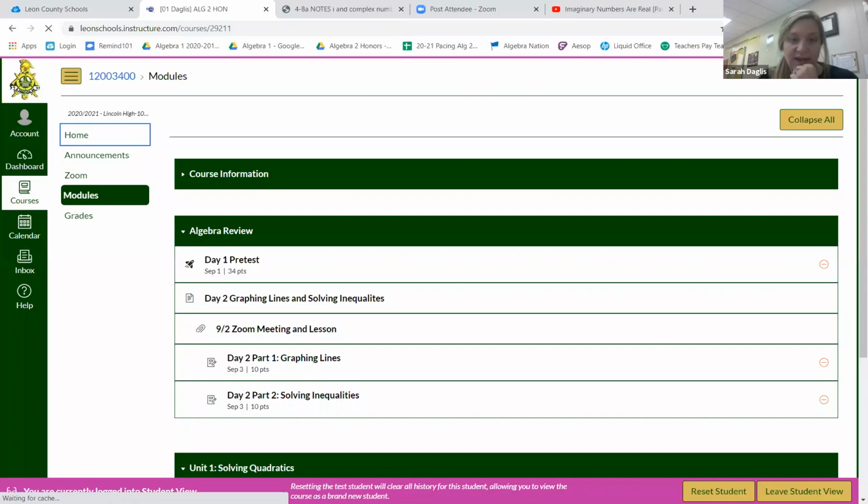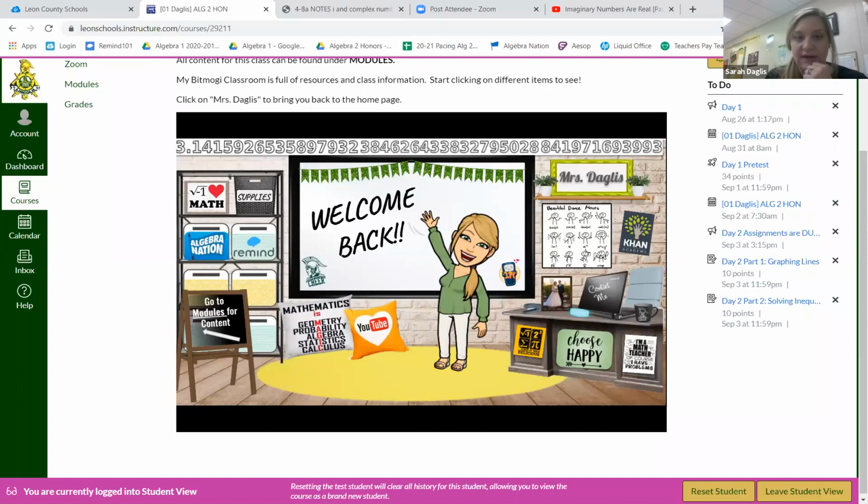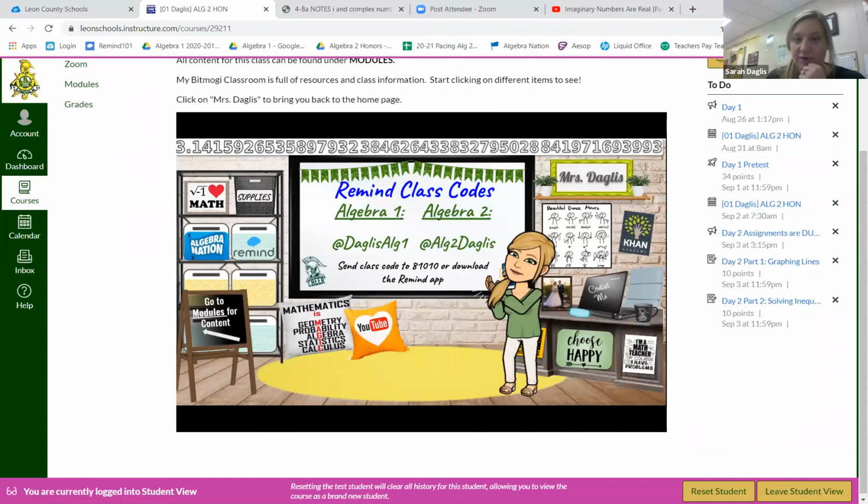Okay, so if you go to my page again, you go to the home page and you click on the Remind button right here, it gives you your code. So you're going to use the code at ALG2Douglas, and you can use the app or you can send it to the number 81010. All right. Okay, so if you don't need me anymore, you are free to go.